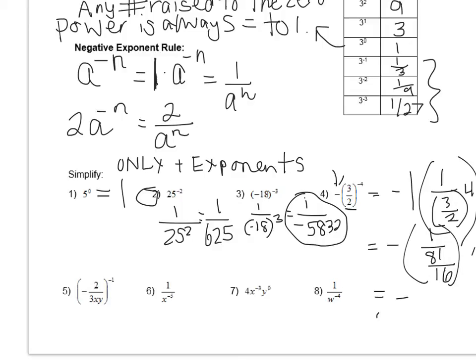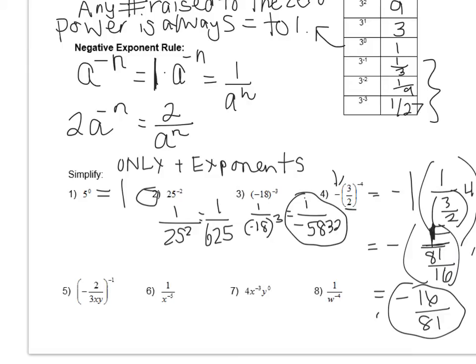But hopefully last year you learned how to divide by a fraction. When you divide by a fraction, you copy the first number. In this case, it's a 1. You change from division to multiplication, and then you flip the second fraction. So basically, negative 1 over 81 over 16, well, that's the same as negative 16 over 81. And that's your answer.